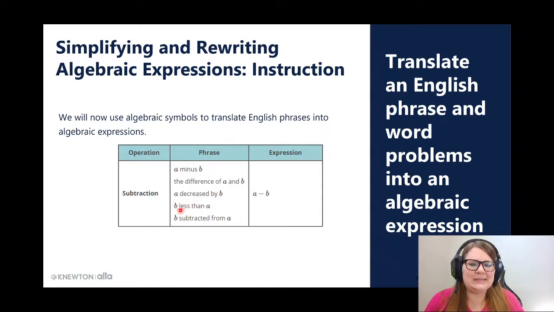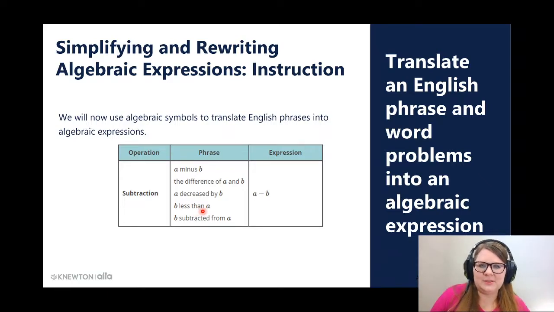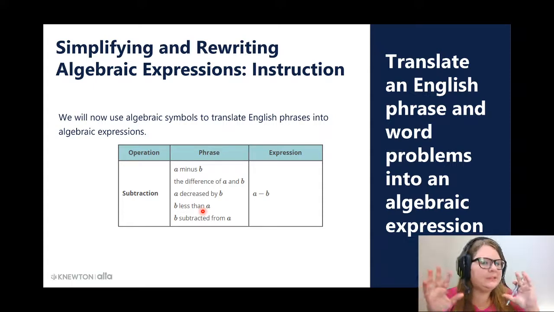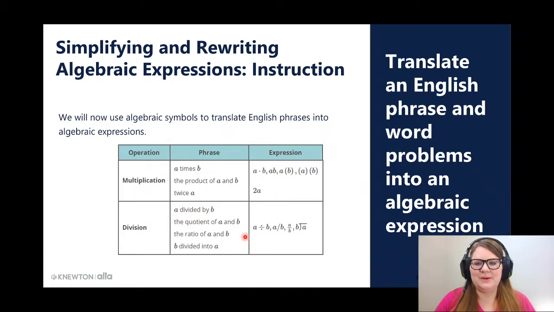B less than A. Notice that when I say less than A, my letters have swapped to get the same result. And if I have 3 less than $10, how much money do I have? Well, I have $7. If you ever get confused, put it in terms of money, because your brain generally does really well with money because it's something that we use every day. And B subtracted from A, again, is going to be A minus B. So pay attention to those wordings.